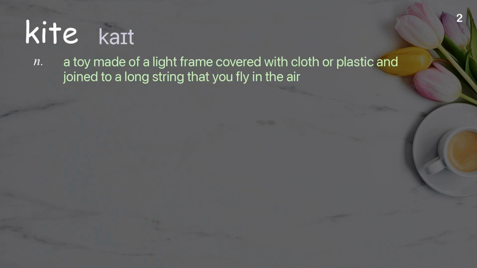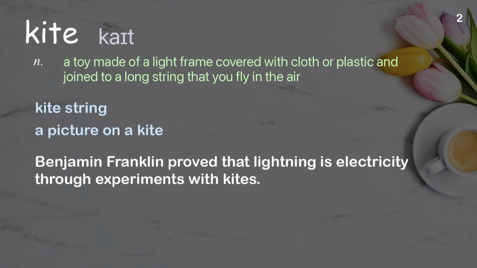Kite. A toy made of a light frame covered with cloth or plastic and joined to a long string that you fly in the air. Examples. Kite string. A picture on a kite. Benjamin Franklin proved that lightning is electricity through experiments with kites.